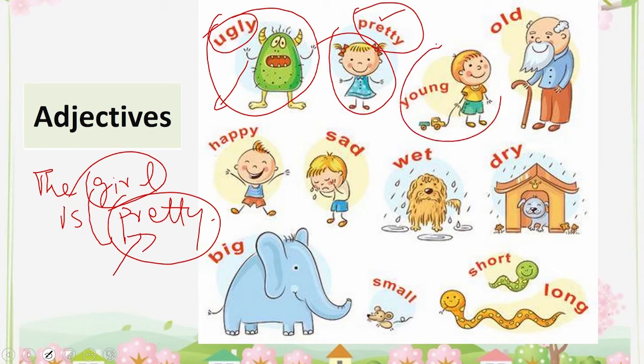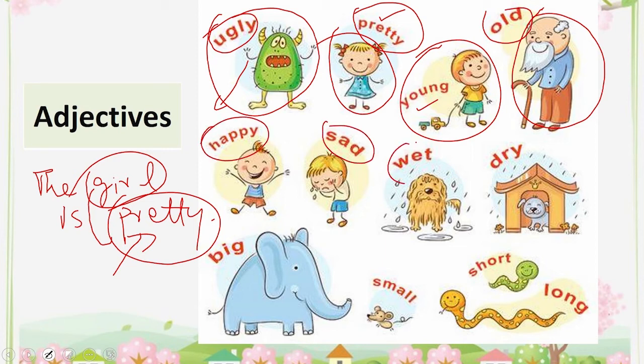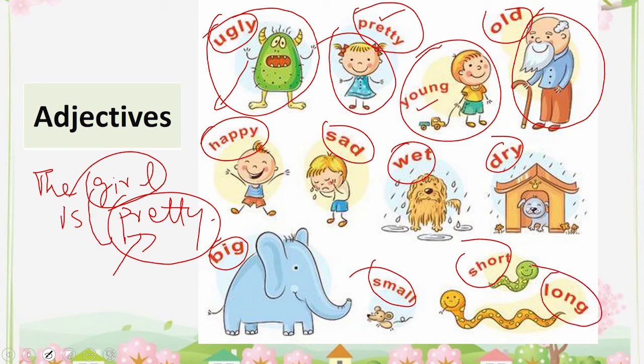The boy is young. Young is an adjective. Here the man is old. Old is an adjective. These are all nouns. And these words here are what? Yes, adjectives which are describing the nouns here. Dry, wet, sad, happy, big, small, short, long. These are all adjectives which are describing all these nouns here.